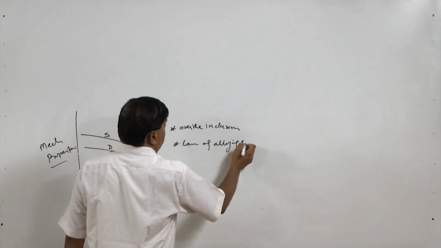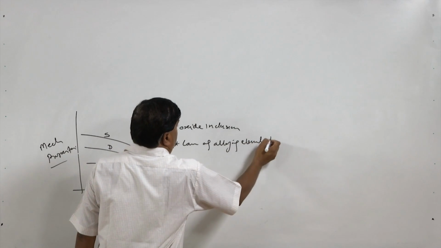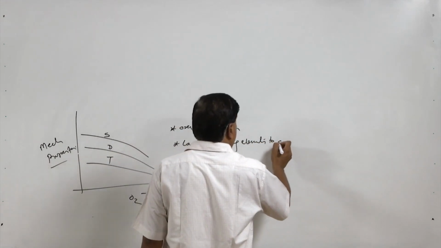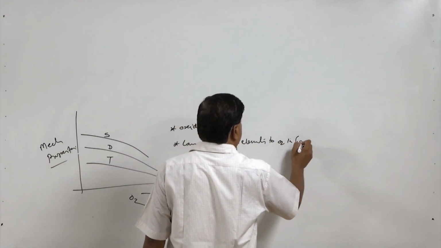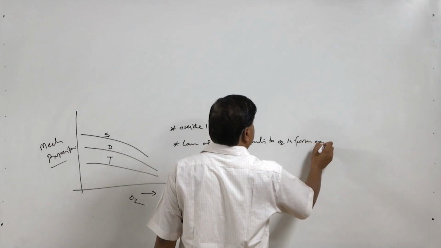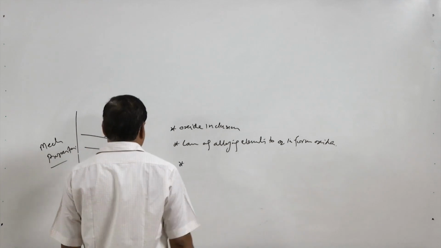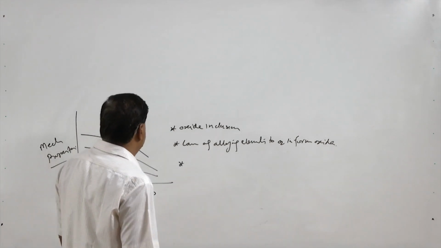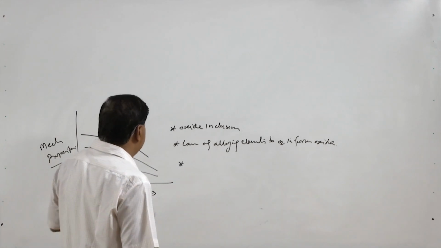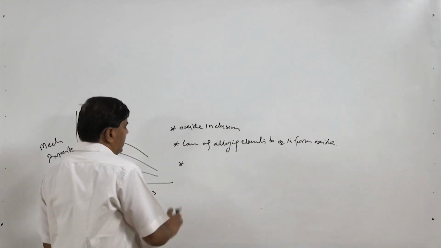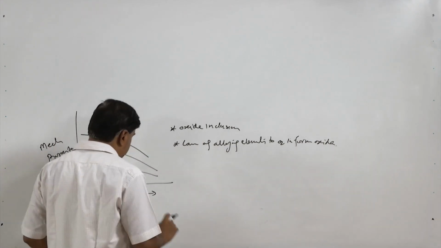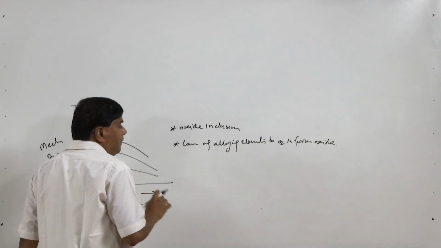the loss of alloying elements to the oxygen in the form of oxides, and this is what also can be seen from the effect of the oxygen on the elemental efficiency.